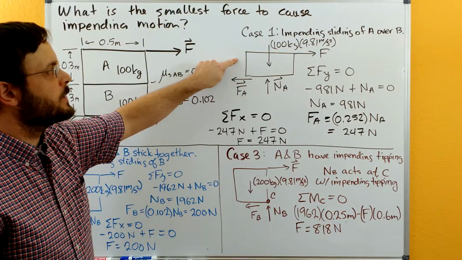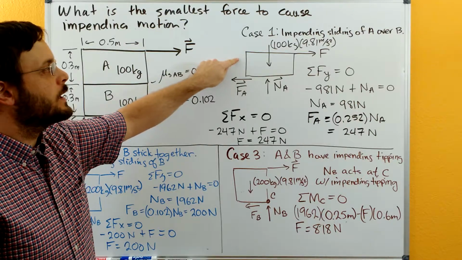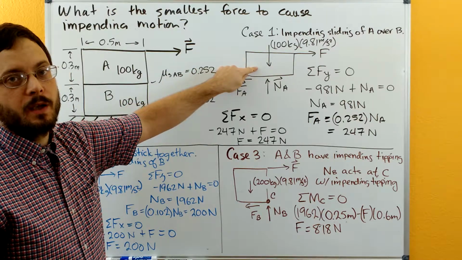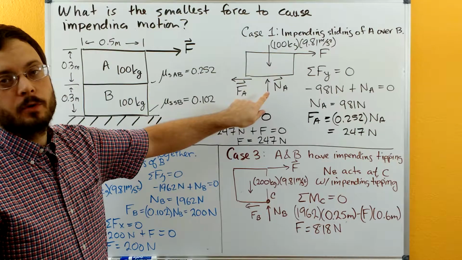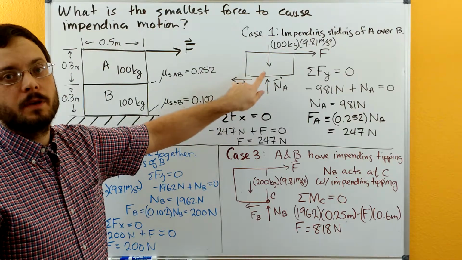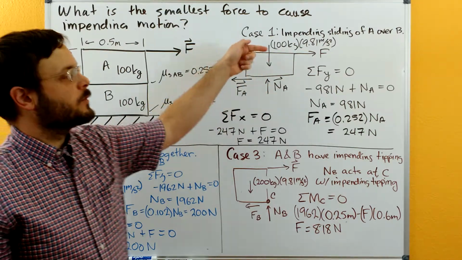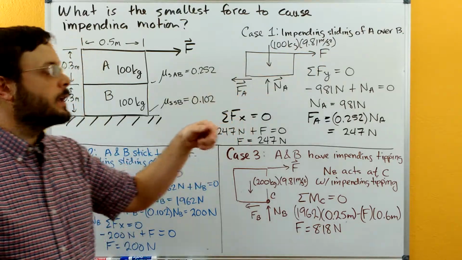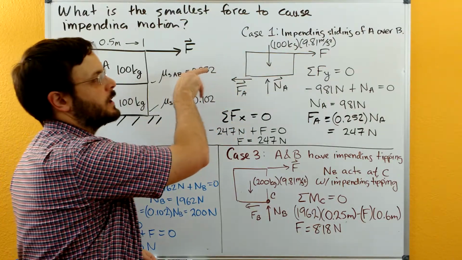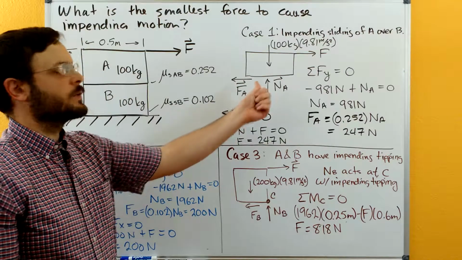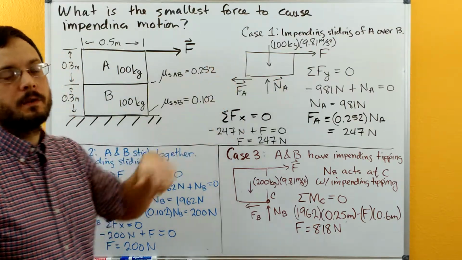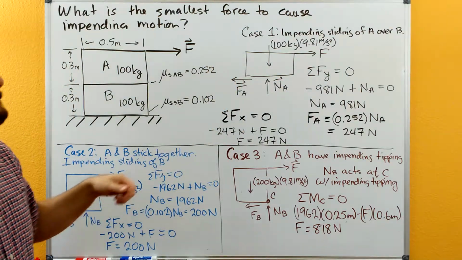So drawing this free body diagram here just of A, we have the weight of A acting down. We have the normal force from the contact of A and B acting up. We have our force going in this direction. And so without friction, this block would slide in this direction. So we're going to have friction opposing that relative motion.